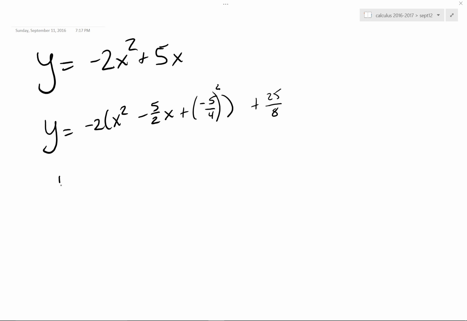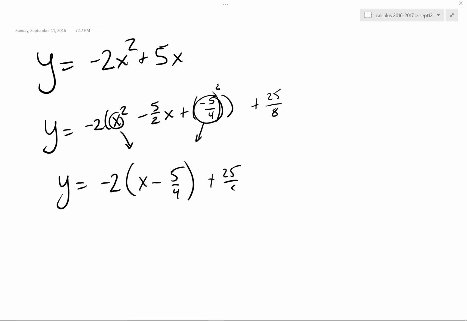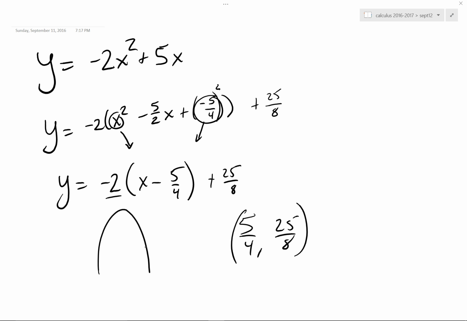Again, this should not be brand new to you. This is just a review. So bring the X down. I do it this way, other people don't. This is the way that makes me the happiest. And so my vertex once again is at 5/4, 25/8. And because this is negative, it opens down. Therefore, this vertex is going to be a maximum.